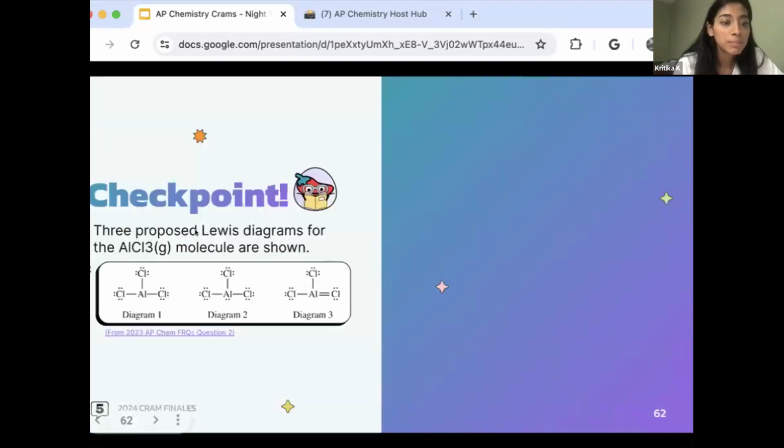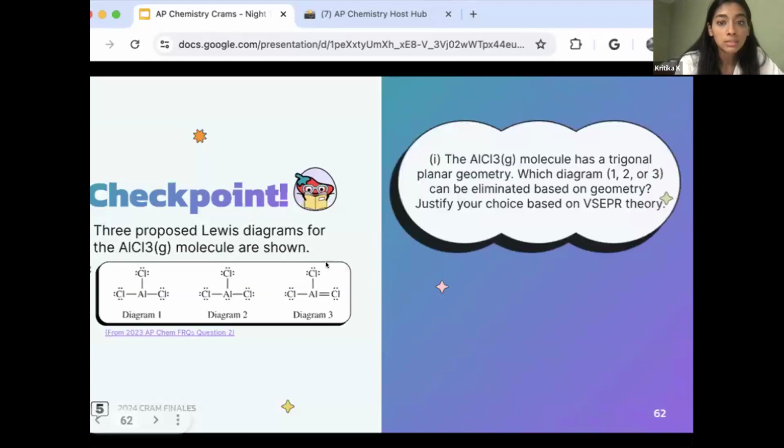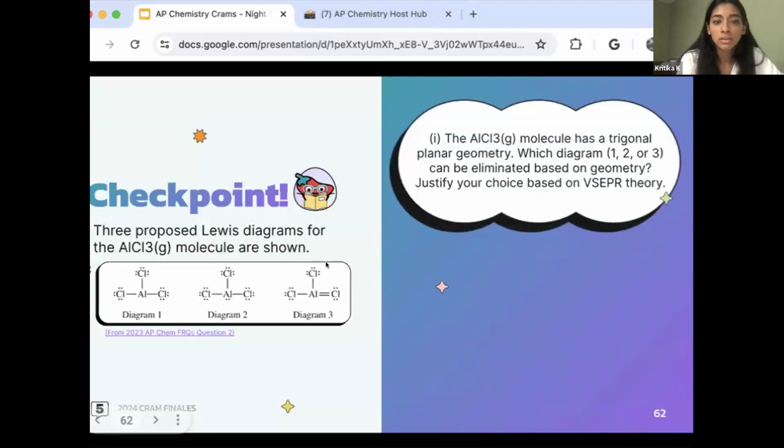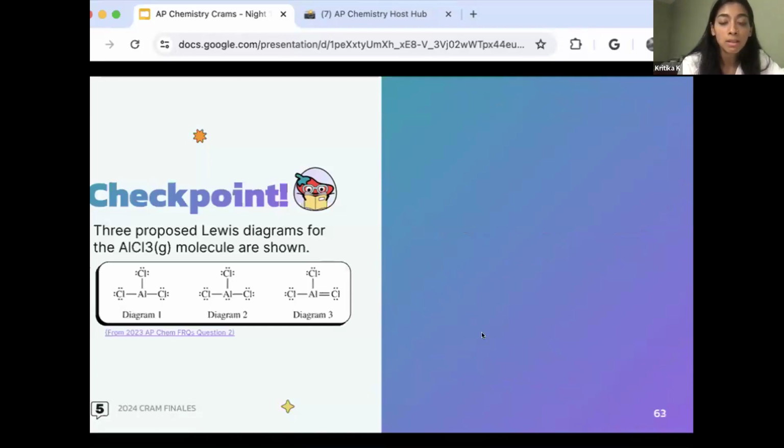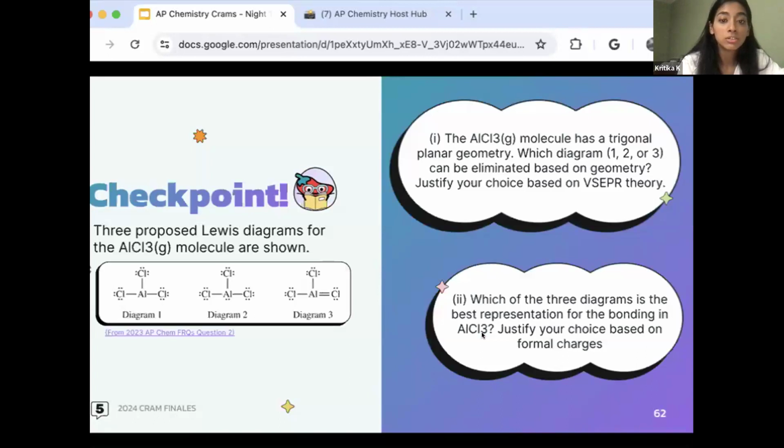Okay, checkpoint. There are 3 proposed Lewis diagrams for AlCl3 shown below, and there are some questions. We're just going to go over them really quick. It's saying that the AlCl3 molecule has a trigonal planar geometry. Which diagram, 1, 2, or 3, can be eliminated based on just geometry? Use the VSEPR theory. And then for number 2, which of the 3 diagrams is the best representation for bonding in AlCl3? Justify using formal charge.